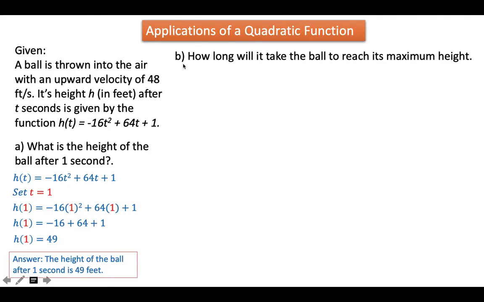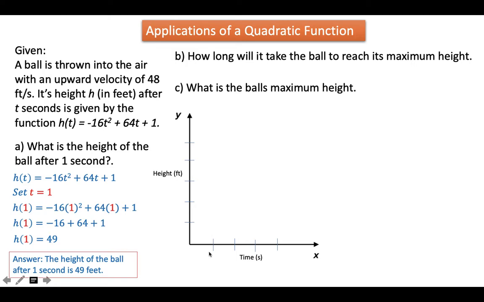For our question B, how long will it take the ball to reach its maximum height? And for our question C, what is the ball's maximum height? Okay, so we're going to answer these two questions at once. So first, we're going to prepare an x and y axis, where x here represents the time in seconds, and each interval is 1 second. And for our y axis, this represents the height in feet, and each interval is 20 feet.